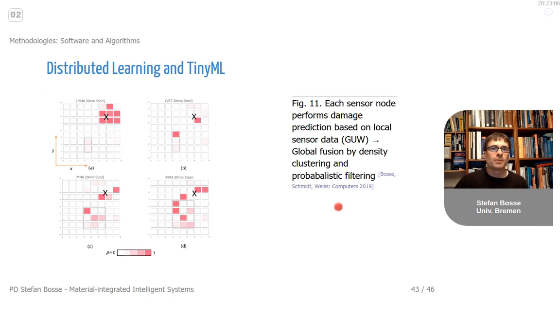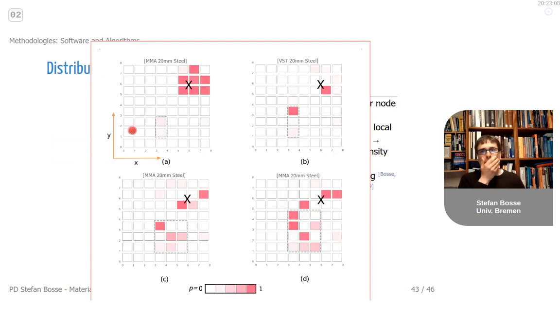Here's an example of such a sensor network from our research group. And here you see a lot of sensors or sensor nodes. We use ultrasonic signals from guided ultrasonic waves to detect damages. And here, each sensor has only the local sensor signal and tries to predict: is there a damage nearby or not? The cross is the damage applied to the structure.